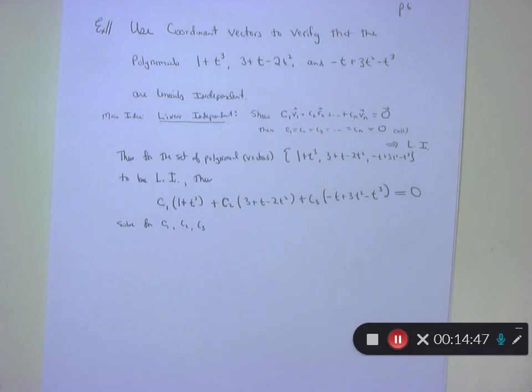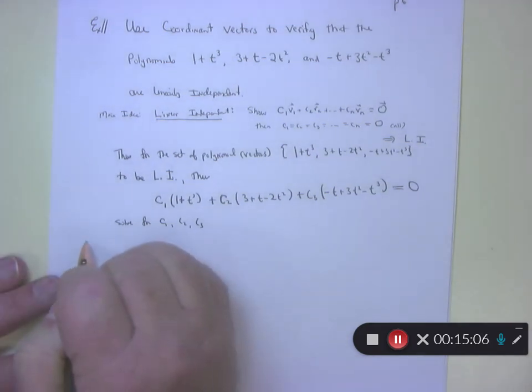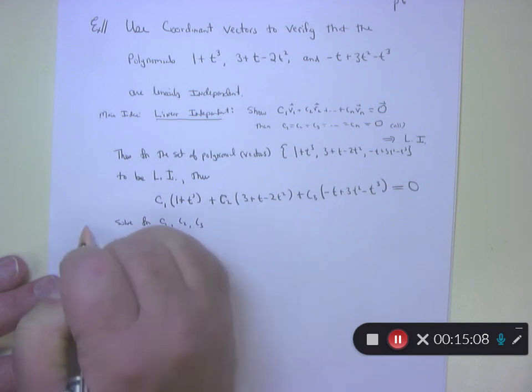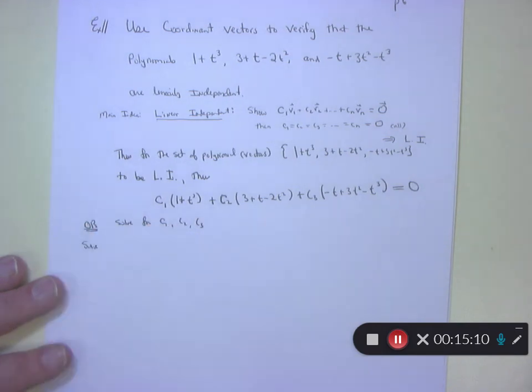How do you do that? Well, that's a pain. You can do it by multiplying it out and combining like terms, but it's a real pain. But if we use the coordinate vectors, okay, there's another way you can do this. It'll give you the exact same results. Our goal is to solve for C1, C2, and C3 here.